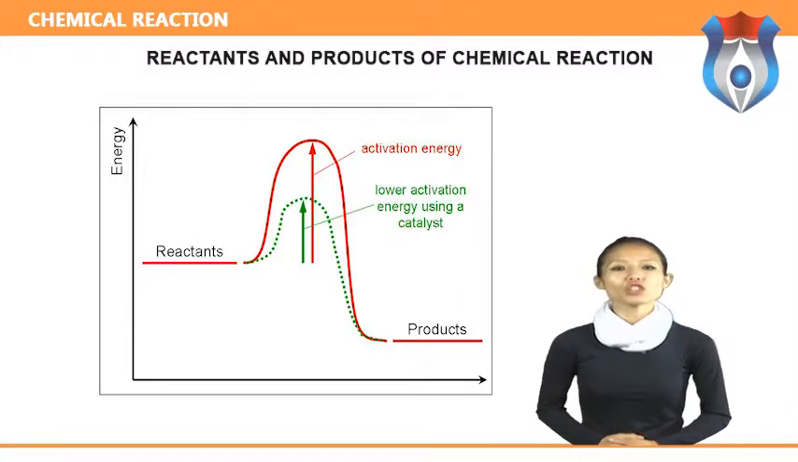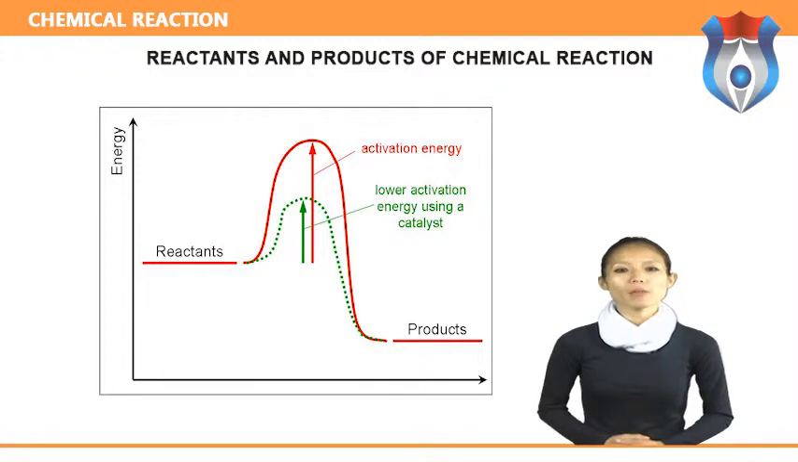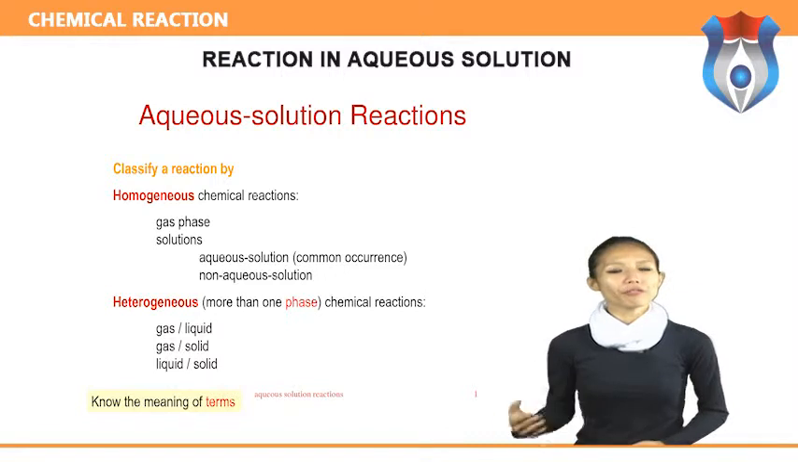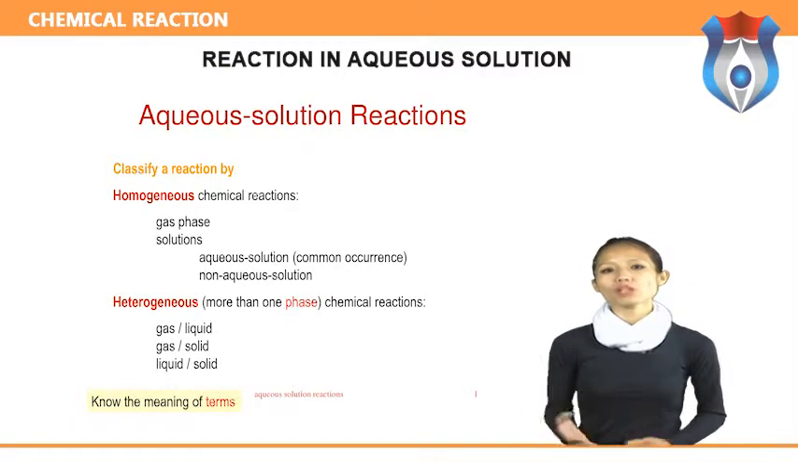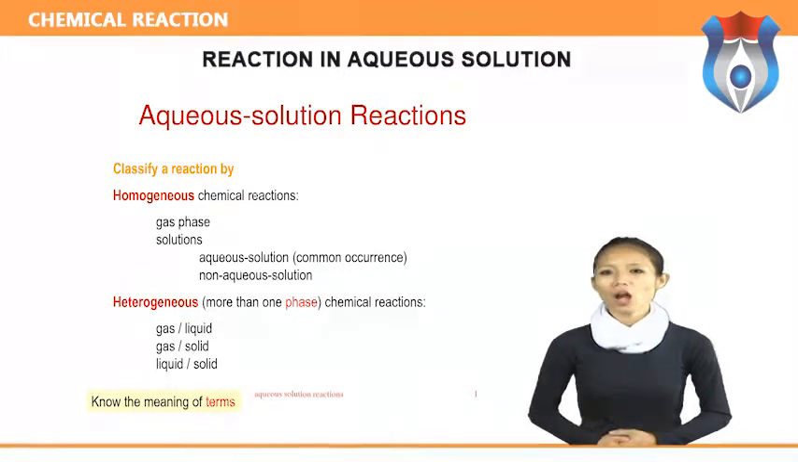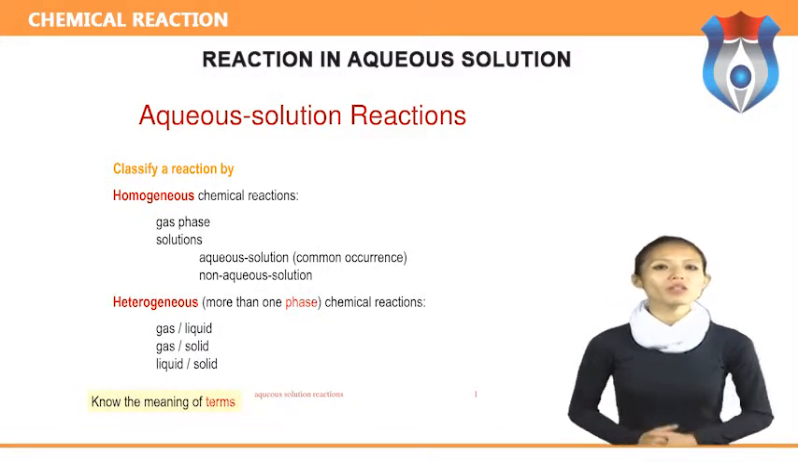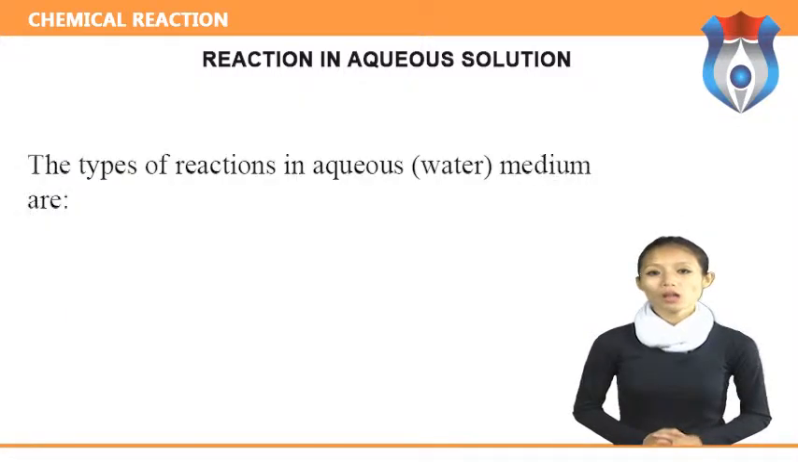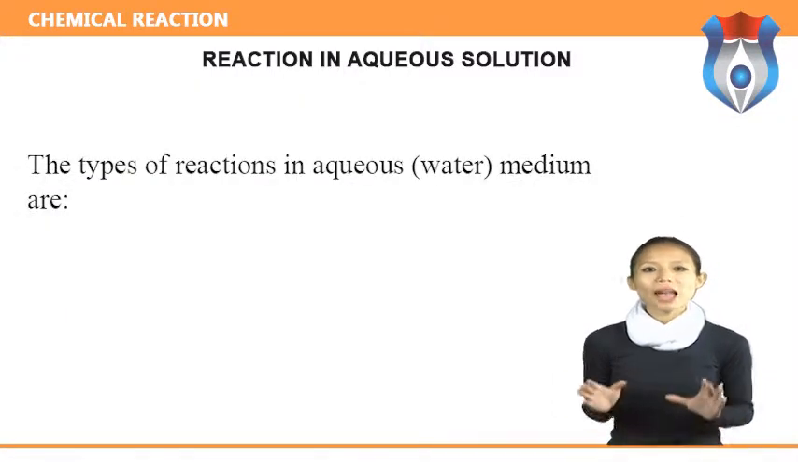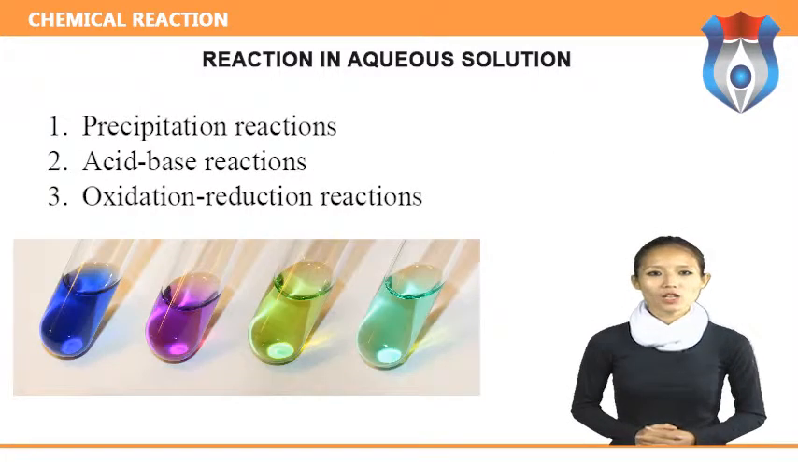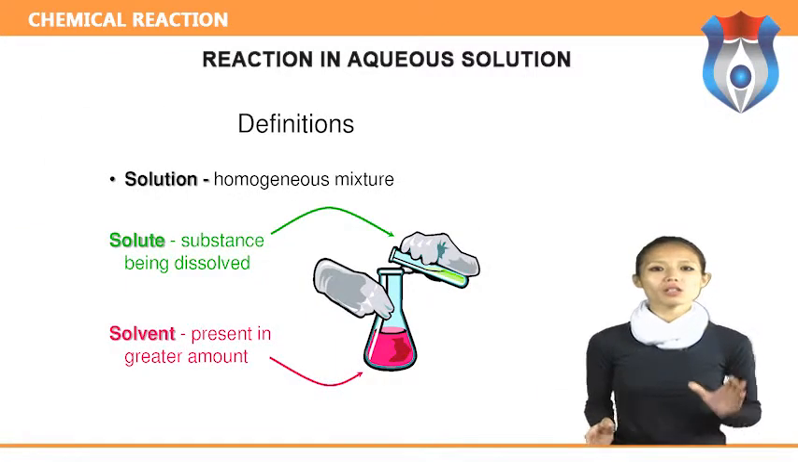A chemical equation uses chemical symbols for reactants and products to describe a chemical change. Water is by far the most common medium in which chemical reactions occur naturally. It is not hard to see this. 70% of our body mass is water and about 70% of the surface of the earth is covered in water. The types of reaction in aqueous water medium that will be studied are as follows: precipitation reaction, acid-base reaction, oxidation-reduction reaction. A solution is a homogeneous, uniform mixture.